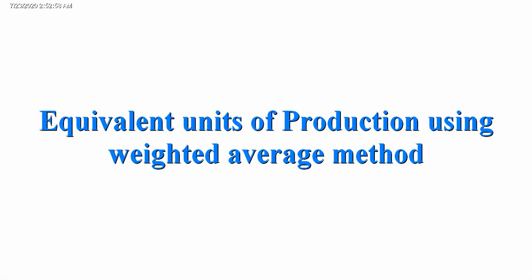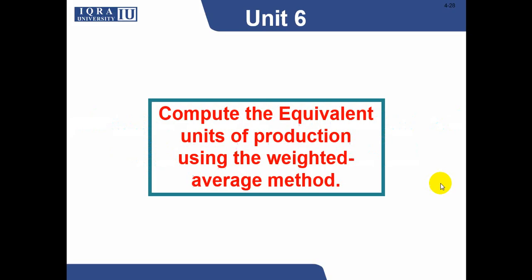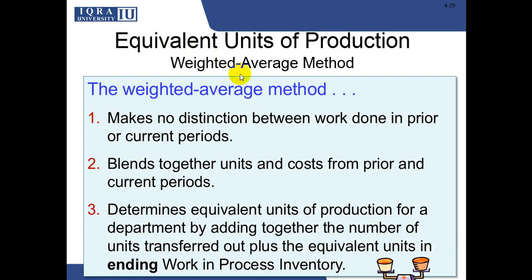We are going to discuss the weighted average method, or we are going to calculate equivalent units of production under the weighted average method. We have discussed that we have two methods for equivalent units of production. One is FIFO and one is weighted average. But first we will discuss the weighted average method.